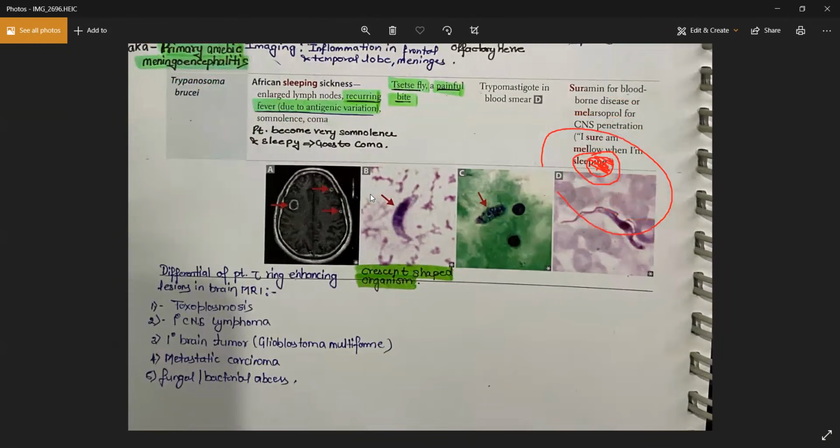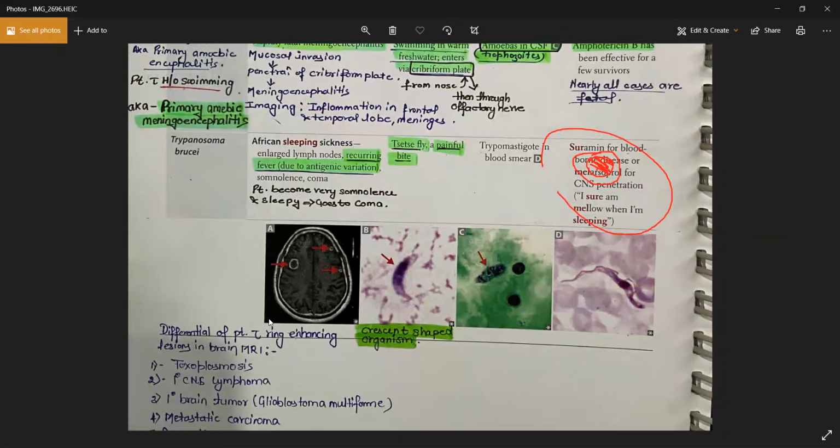And this could be a case of a bacterial abscess. This could be a case of a fungal abscess. Like I told you, in mucormycosis, you can have this ring enhancing lesion. In case of a tumor like glioblastoma multiforme, you can have a ring enhancing lesion. So don't confuse. You cannot see this ring enhancing lesion only in Toxoplasma or primary CNS lymphoma. Any kind of abscess can cause these ring enhancing lesions.